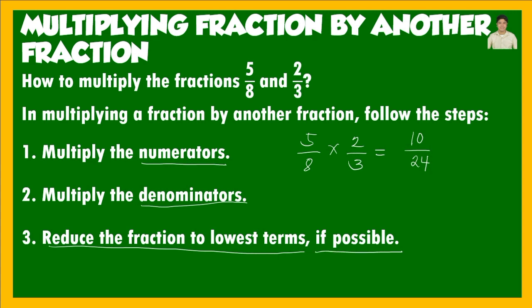Now, what is the common factor or the GCF of 10 and 24? That is 2. So we'll divide both the numerator and the denominator by 2. 10 divided by 2 is 5. 24 divided by 2 is 12. So our final answer is 5 over 12. The product of 5 over 8 and 2/3 is 5 over 12.